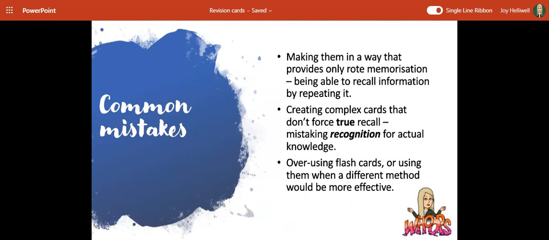Another mistake is creating complex cards that don't force true recall. So learners are actually mistaking recognition of a card for actual knowledge. And another mistake could be that learners are overusing flashcards or becoming too reliant on them when actually a different method of revision would be more effective.